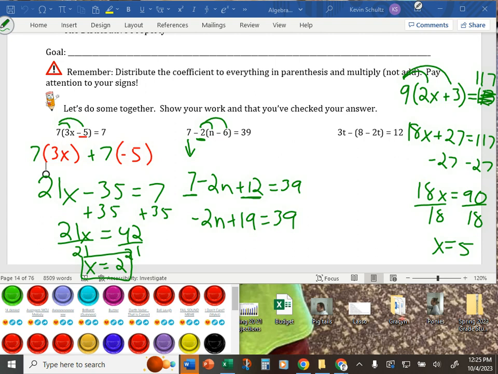Why it's positive 12 is because you have a -2 and a -6. And a negative times a negative is a positive. Okay? We'll pick up here tomorrow.